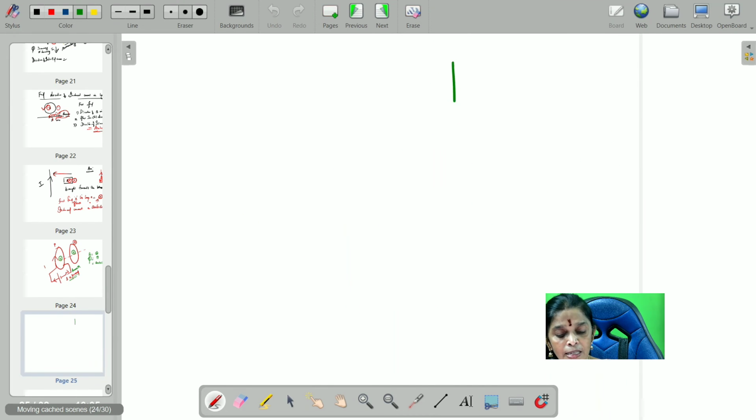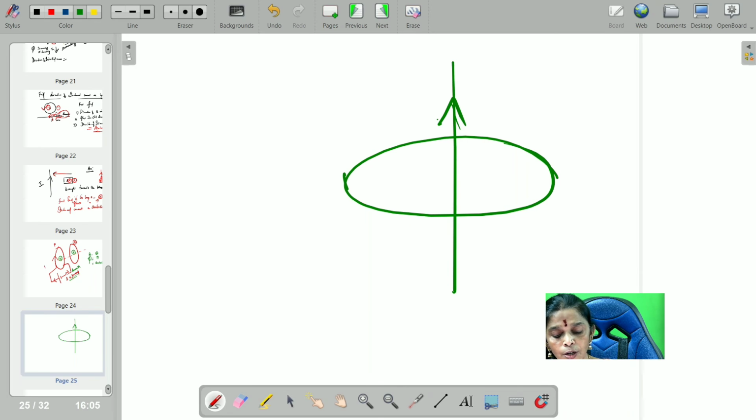Now you tell me, this is the current, this is the loop. What is the direction of the induced current? This is the loop A. Now current I is increasing. This is a current carrying conductor. Now for this current carrying conductor, where is the magnetic field? Magnetic field will be around the current carrying conductor. So I am drawing the magnetic field lines. See here, I am drawing the magnetic field lines.